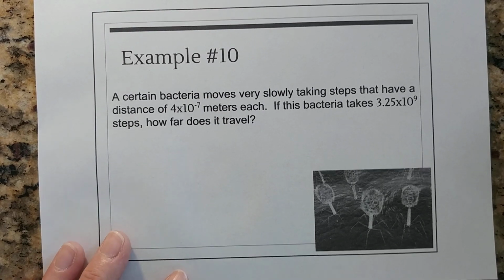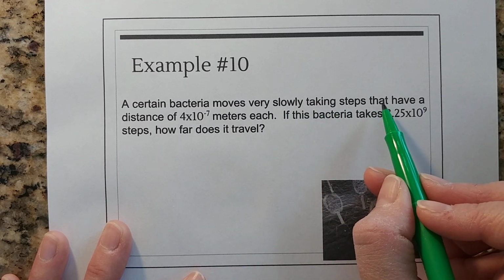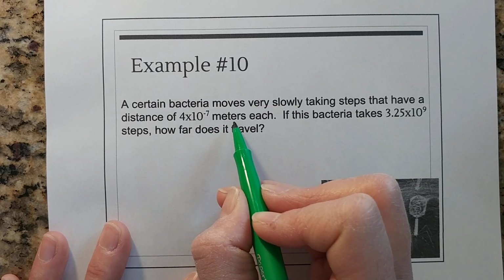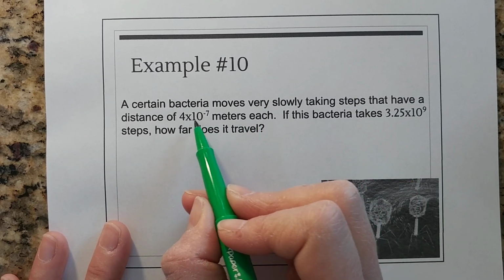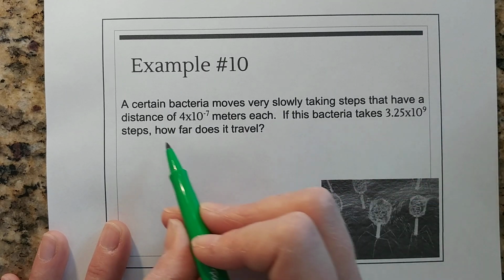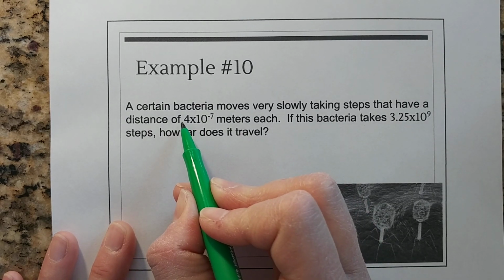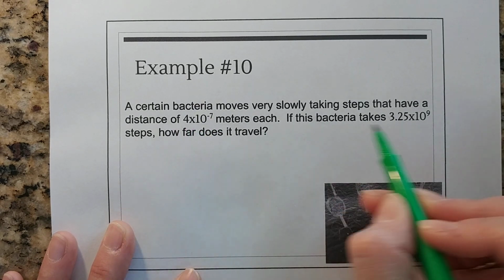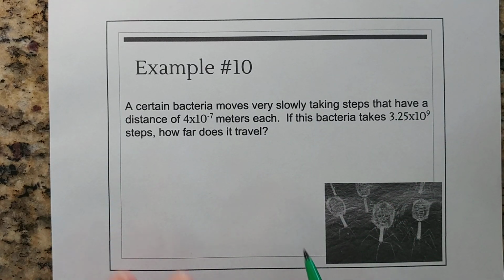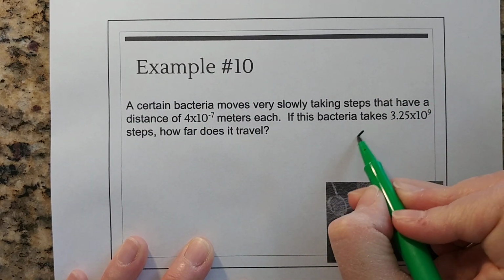All right, last example, number 10. We have a certain bacteria that moves very slowly, taking steps that have a distance of 4 times 10 to the negative 7th meters each. So these are very, very small steps. If the bacteria takes this many steps, how far is it going to travel? So each step is this far, and we're going to be taking a lot of steps. How far is this going to travel? So this far, this many times. That's multiplication. You've got it.